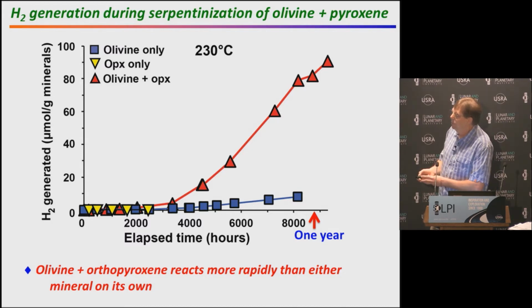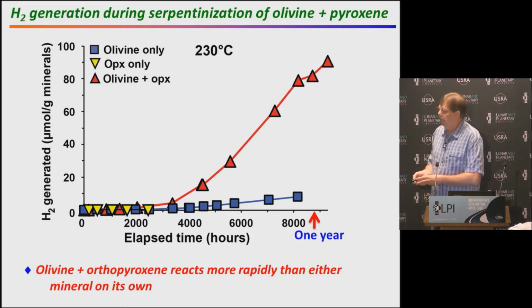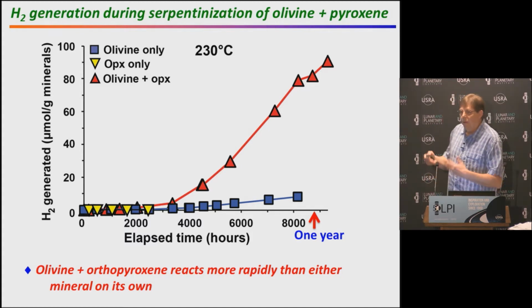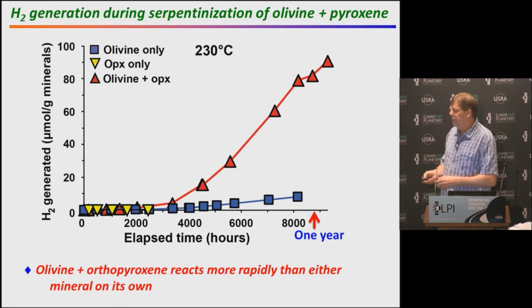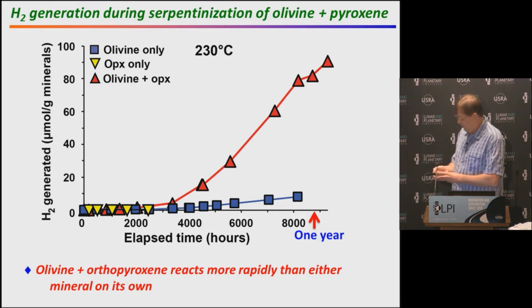When you put those two things together, you get not much at the beginning, but then you see a big burst of hydrogen over time. So having both minerals in there together makes both minerals react faster and produces more hydrogen.